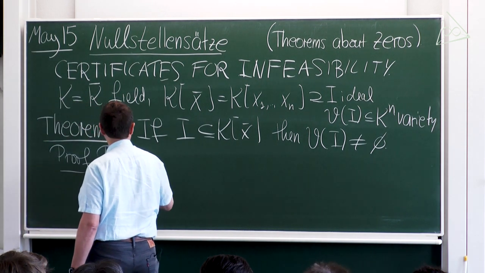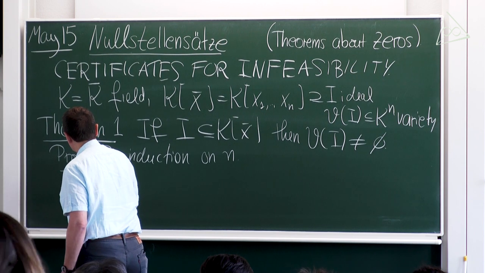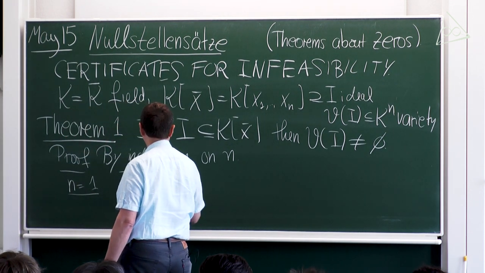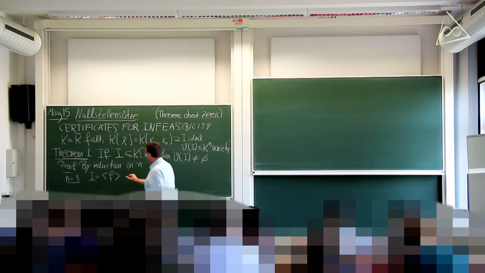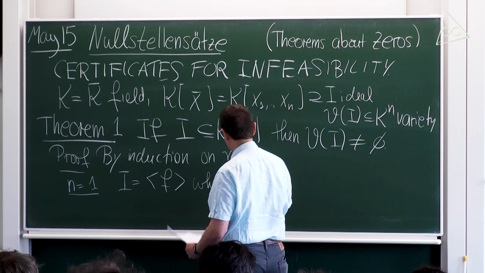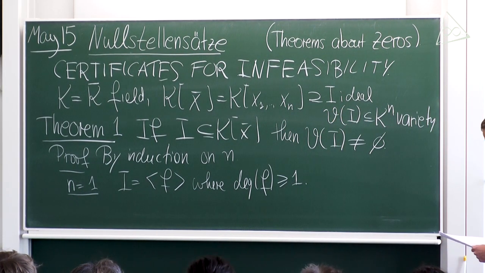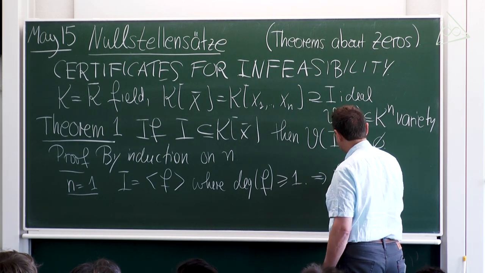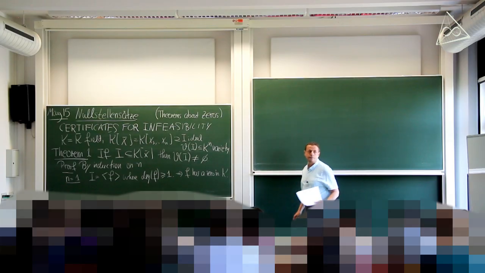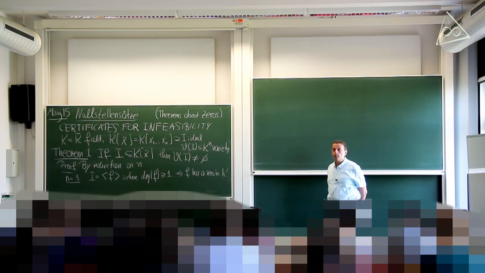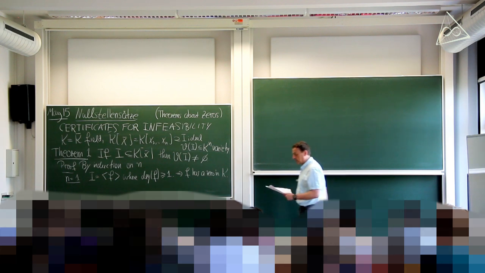So the proof is by induction on the number of variables, n. Now in one variable, the base case, the situation is very simple. In one variable, every ideal has a single generator. The polynomial ring in one variable is a principal ideal domain. And we're assuming that this ideal is proper, so therefore F, the principal generator, is a univariate polynomial of positive degree. Now, such a polynomial has to have a zero in K. Well, that's the definition of an algebraically closed field, right? A field is algebraically closed means that every polynomial in one variable has a zero if it has positive degree, and this shows the claim for n equals 1.